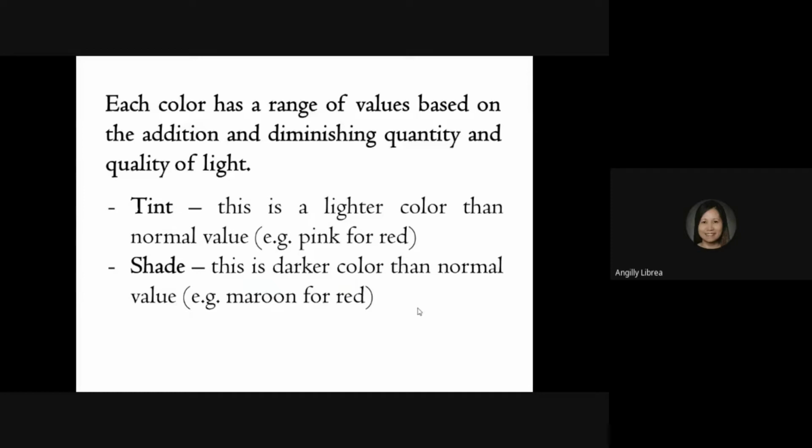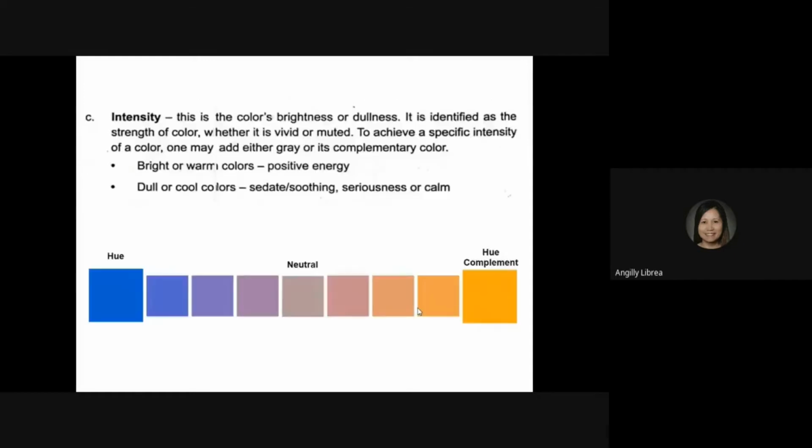Each primary color has a range of values based on the addition and diminishing quality and quantity of light. First is tint. So tint, this is a lighter color than the normal value. Example is pink for red. Another one is shade. So this is a darker color than the normal value has. Example, maroon for red.